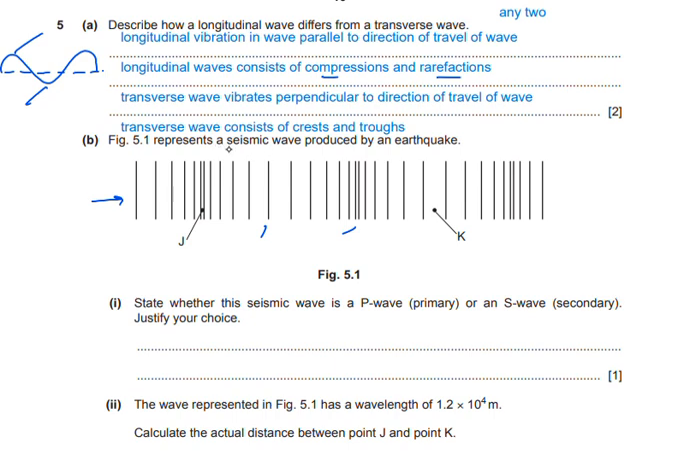The figure represents a seismic wave produced by an earthquake. State whether this seismic wave is a P wave or S wave. We know that this is a longitudinal wave, so this is a P wave, as it is a longitudinal wave.